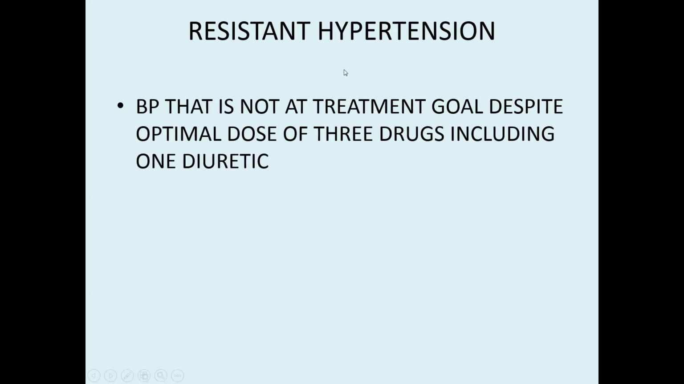Resistant hypertension, as the name suggests, is hypertension that is difficult to control. So it is blood pressure that is not at the treatment goal despite optimal doses of 3 drugs, including 1 diuretic, that can be thiazide or loop diuretic. It is commonly seen in young patients of hypertension who have a secondary cause of hypertension, most commonly nephrology related, like acute GN or acute kidney injury or chronic kidney disease secondary to some GN.